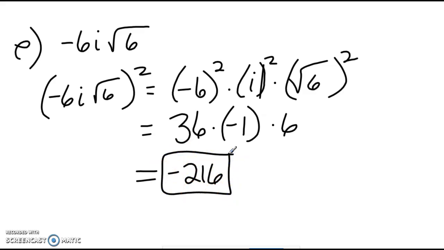So squaring a square root should get rid of the square root. Squaring i should also get rid of i, which will be helpful when, just like we can't leave a square root in the denominator of a fraction, we cannot leave i in the denominator of a fraction. So it's going to be helpful for us to know how to square or multiply i's.